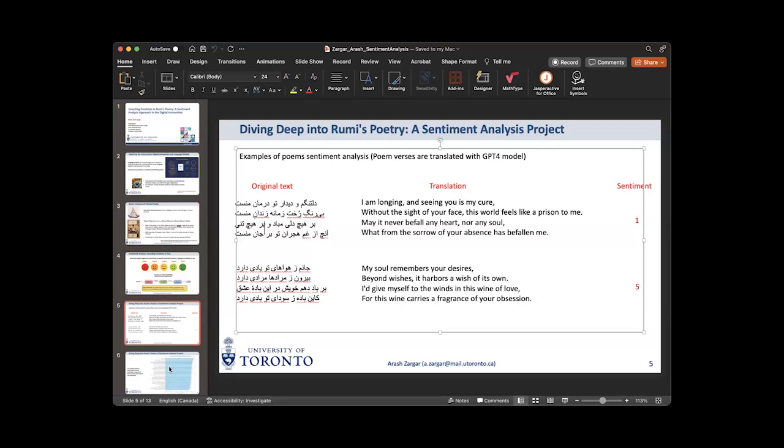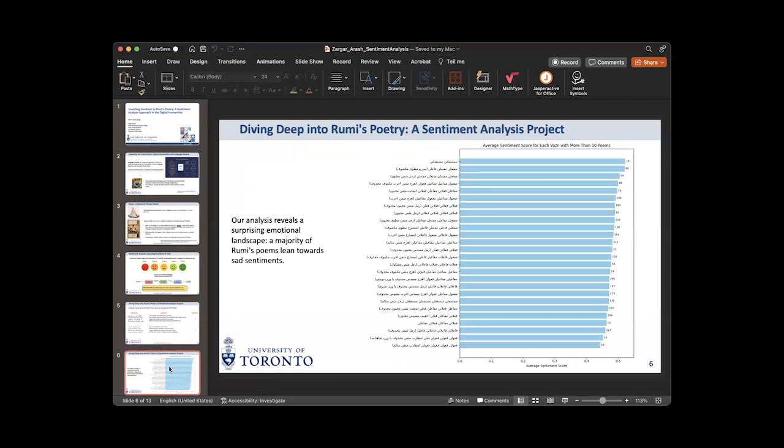So after developing this, we imported all of Divan-e Shams into this system. And interestingly, the system analyzed the poems, and after that, it returned that more than 80% of the poems are recognized as sad poems by the system.